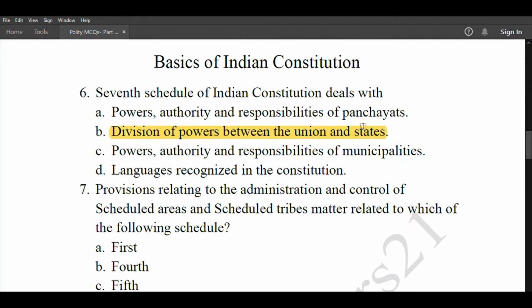Here if you go in depth, option A is related to the 11th schedule, and option C, that is powers, authorities and responsibilities of municipalities, relates to the 12th schedule, and option D, that is languages recognized in the Constitution, is related to the 8th schedule.